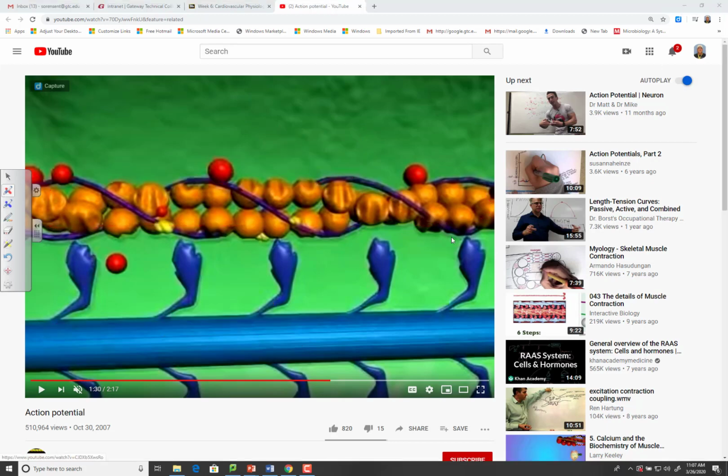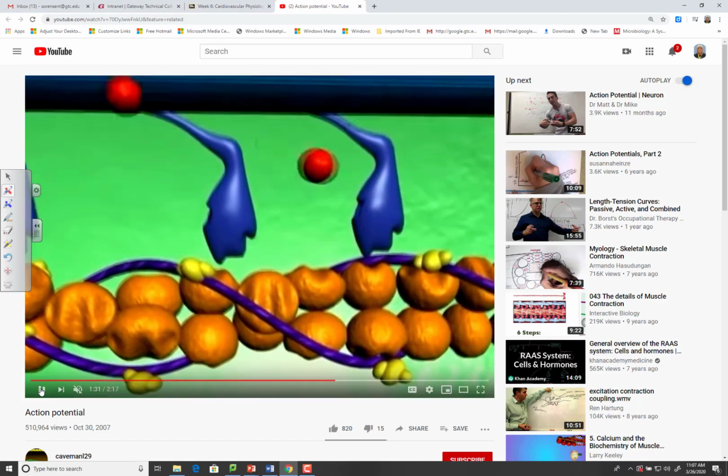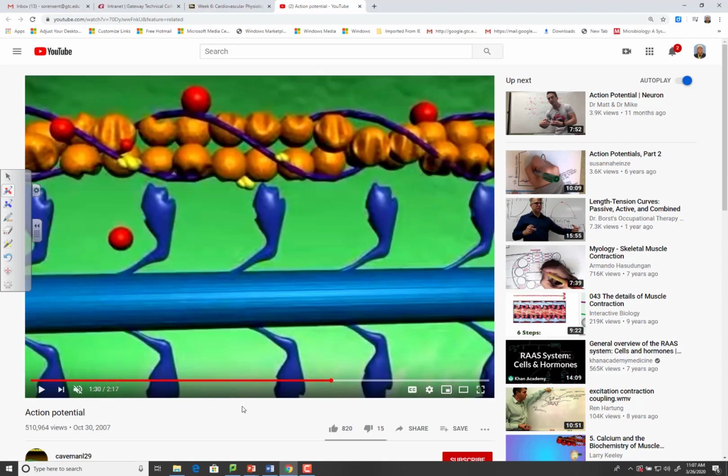Now, if we look, calcium floods in from the sarcoplasmic reticulum. Go back just a second. All right, calcium's flooding in. Now, if you notice, the blue chicken legs are not connected to the partially chewed beer nuts, right? So the blue chicken leg, the myosin head, is not connected to the actin molecule.